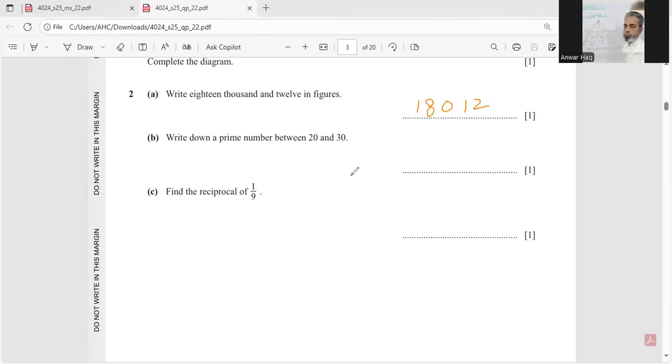Now, a prime number between 20 and 30 could be 23 or 29. The reciprocal of 1 over 9 is 9. Next question.